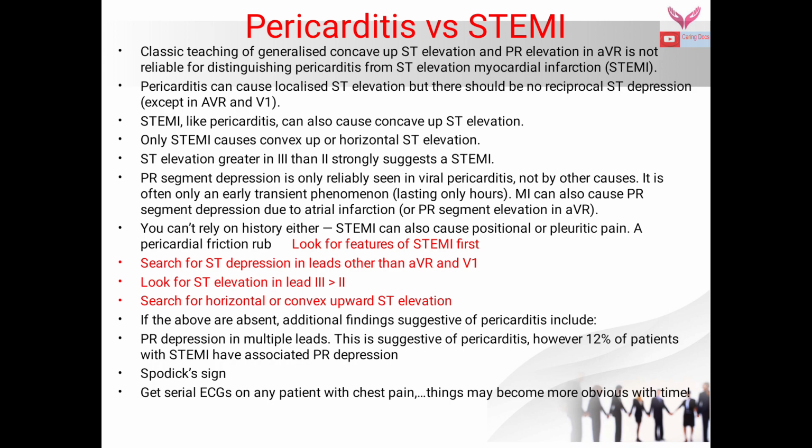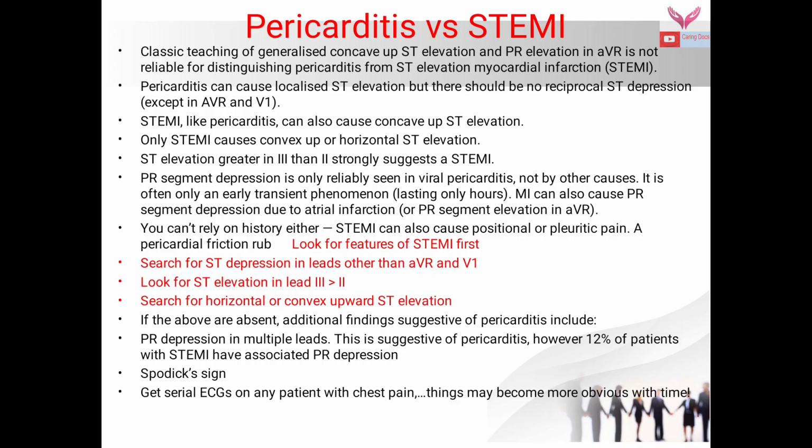MI can also cause PR segment depression due to atrial infarction, or PR segment elevation in AVR. So we can't rely on the history either. ST elevation MI can also cause positional or pleuritic pain and a pericardial friction rub. So we should always look for features of ST elevation MI first.